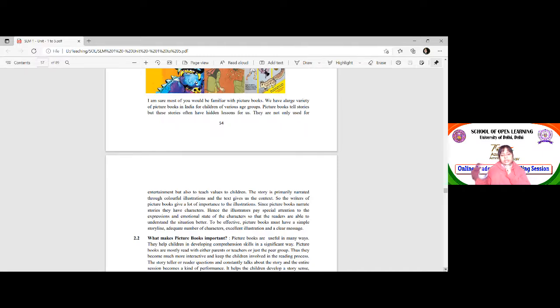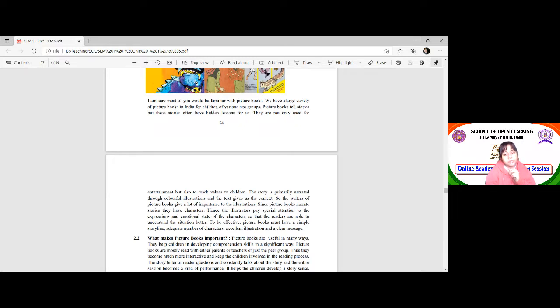The story is primarily narrated through colorful illustrations, and the text gives us the context. So the writers of picture books give a lot of importance to the illustrations. So obviously, because it's a picture book, you are supposed to put a lot of attention to even the drawings. Like the drawings should tell the story that you're trying to tell. You can't say something and draw something else.